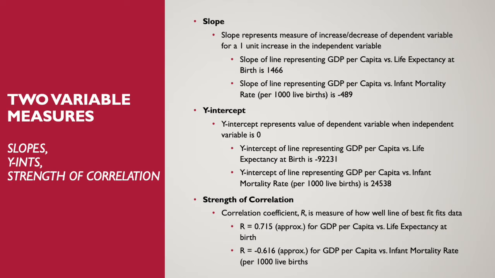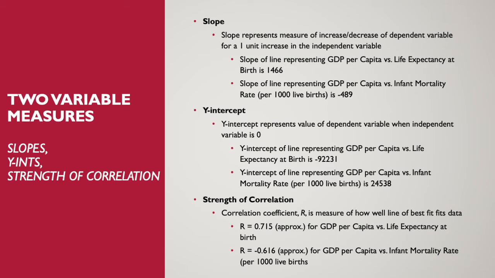In this case, the y-intercept of the line of best fit representing GDP per capita versus life expectancy at birth is negative 92,231, meaning that when life expectancy at birth of a country is 0, the GDP per capita for that country would be negative 92,231 US.